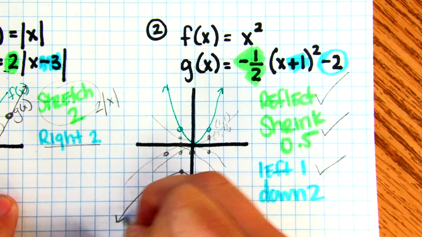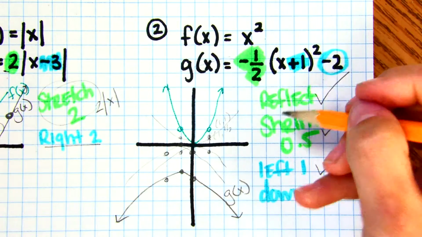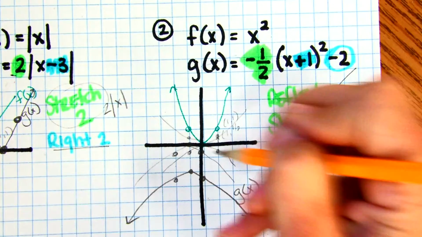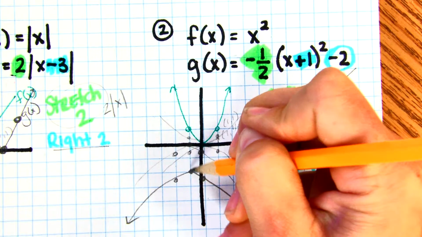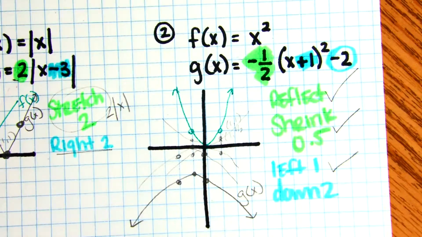So this is my final graph. As a quick check, it's been reflected, meaning it's facing the other way. The origin has moved left 1 unit and down 2 units, so that's good. And these points shrunk, meaning they got smaller by half a unit.